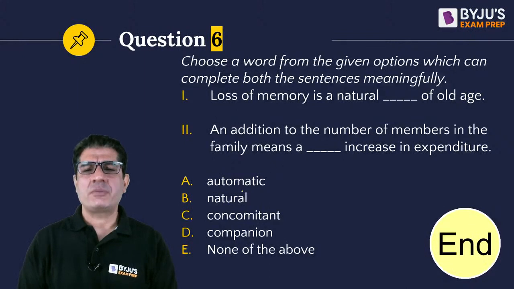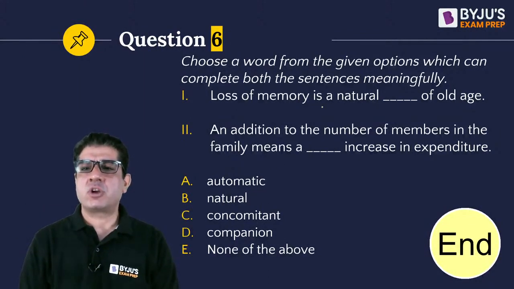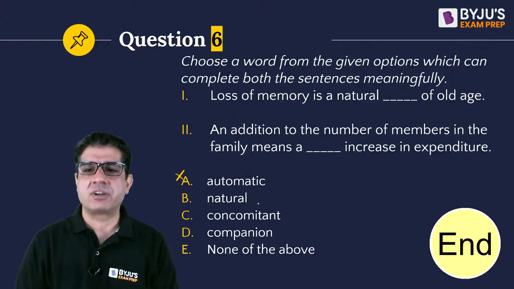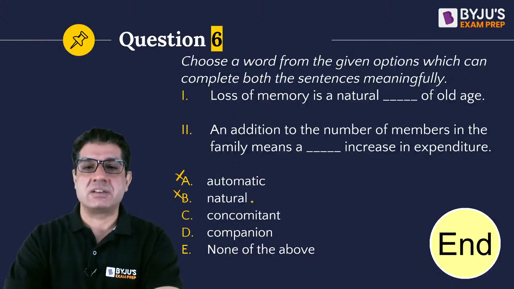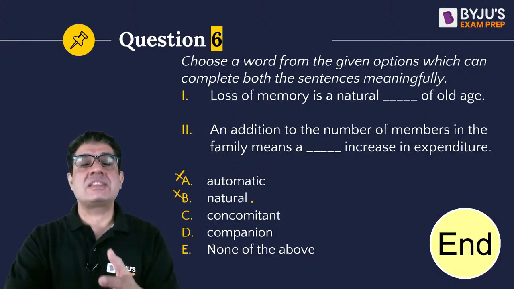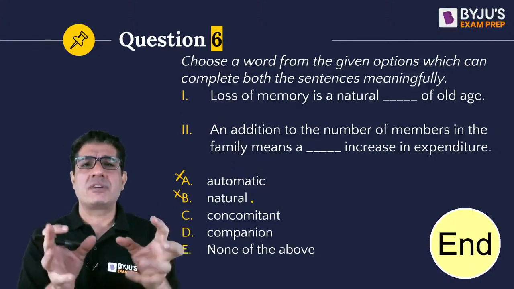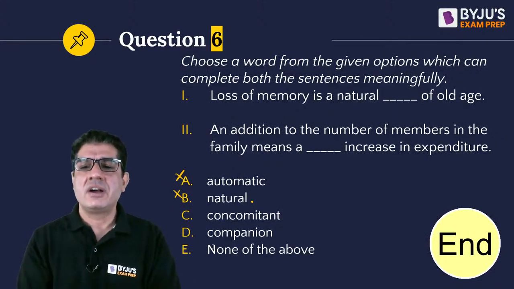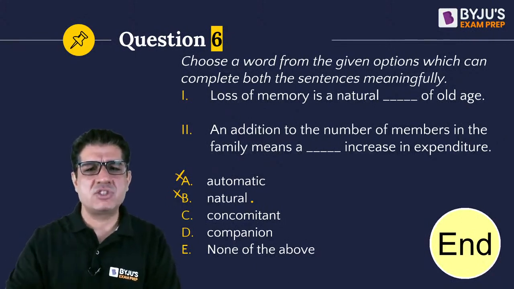Okay, so let's start with automatic. What I do in these questions is that I take it option by option. So loss of memory is a natural, automatic of old age. It does not go in the first sentence, so let's rule it out. Natural can't go. Let's rule it out. What do you understand by the word concomitant? Concomitant means something that happens with something else, right? So there are times when 2 things happen together. So one of those can be termed concomitant with the other one. So loss of memory is a natural concomitant of old age.